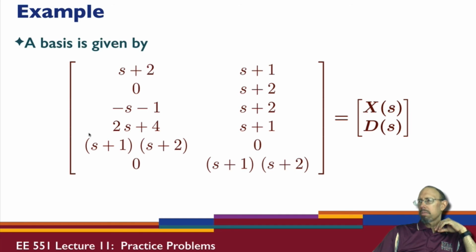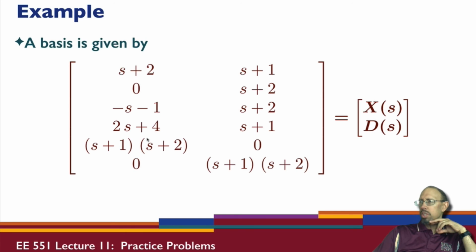And so if I take now this portion down here to be D of s, and this portion up here to be X of s, I can partition it that way. So how do I know how much of this is X and how much of this is D? Well, the way you find out is that D needs to be square. So I just choose the square portion down here and let X be whatever's left over up here.